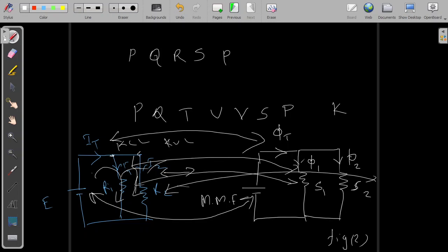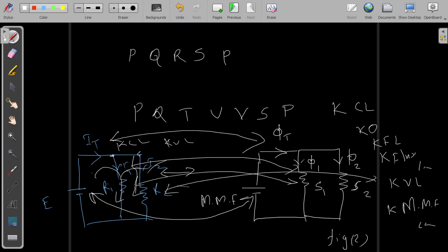So in the same manner you can apply Kirchhoff's current law in a magnetic circuit. That means Kirchhoff's current law is replaced by Kirchhoff's flux law, KFL. KVL is Kirchhoff's voltage law in an electrical circuit, and when coming to a magnetic circuit, it will be Kirchhoff's magnetomotive force law, that is Kirchhoff's MMF law.